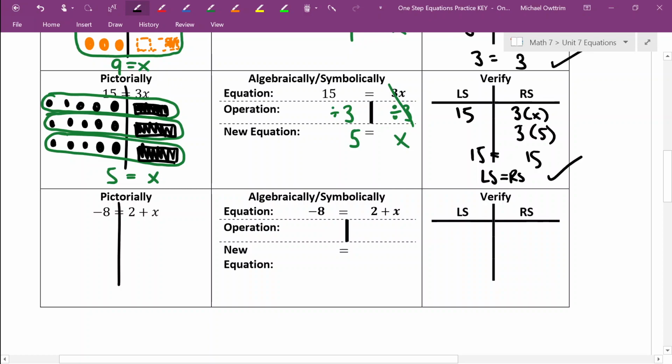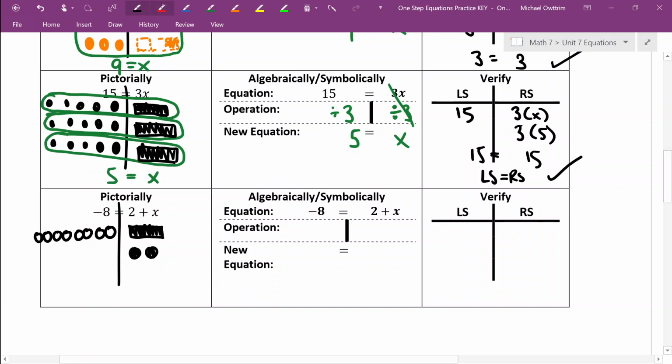Finishing up, we've got the equation that negative 8 is equal to 2 plus x. I'm going to start by drawing my positive x. I also have 2 positive constants on that side. They're not negative 2, obviously. On the other side, I've got 8 negatives. 1, 2, 3, 4, 5, 6, 7, 8 there.